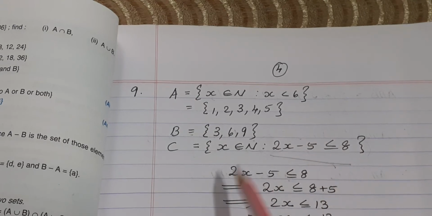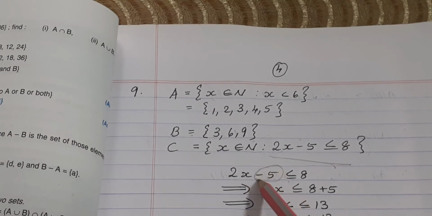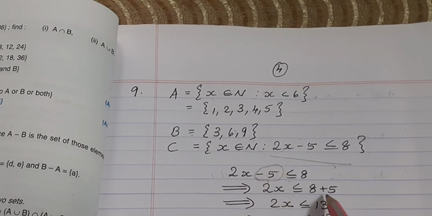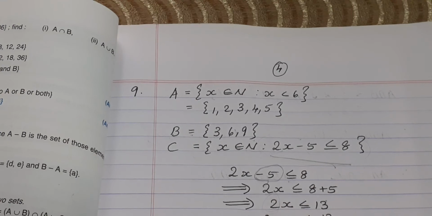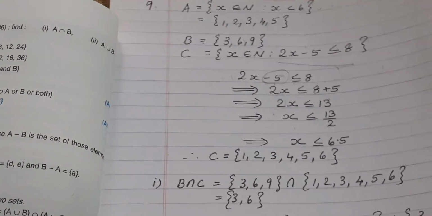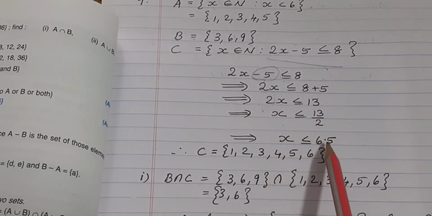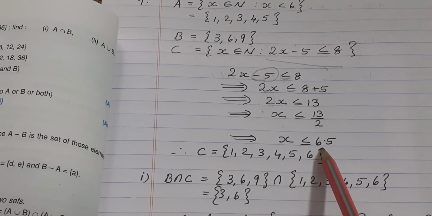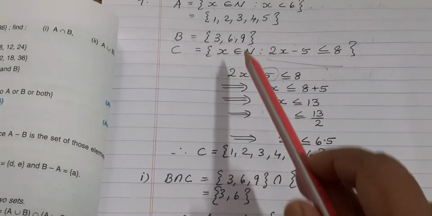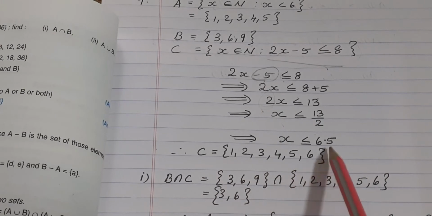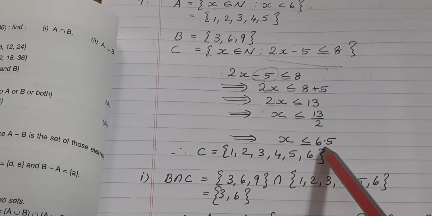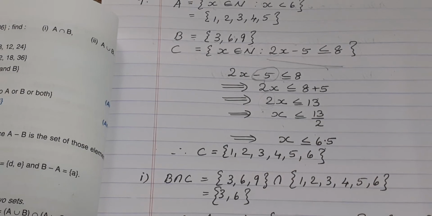For that, first we need the value of x. So first you can add 5 on both sides. So this 5 will cancel and go. So 2x less than or equal to 8 plus 5, that is 2x less than or equal to 13. Now this 2 we have to cancel, isn't it? How to cancel this one? Divide both sides by 2. So x less than or equal to 13 by 2, that means x less than or equal to 6.5. Which values will come? Then x belongs to N only, so 1, 2, 3, 4, 5, 6. 6.5 is not a natural number, so it is not needed. Up to 6 only we need to write.